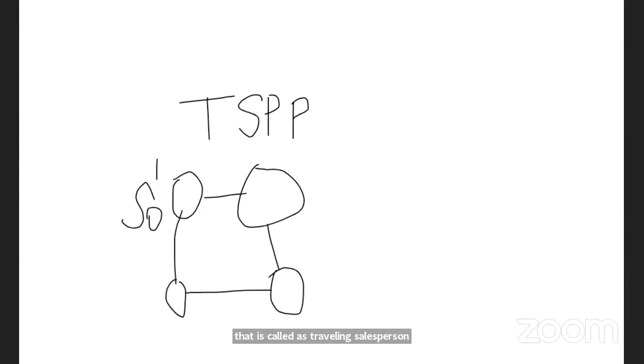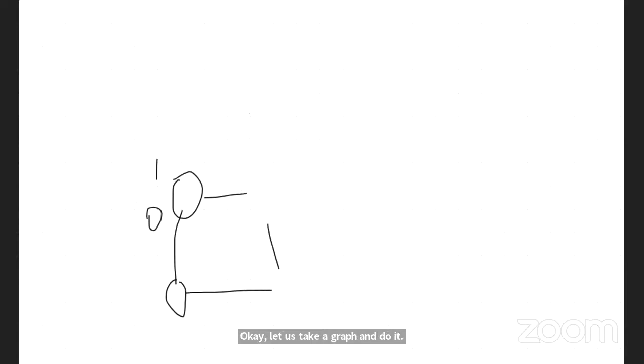Okay, let us take one particular graph. Let us take a graph and do it. All of us, let us take it down. I'm traveling here. S is my source vertex. From here, I'm going to A.